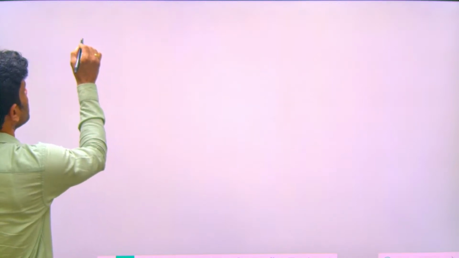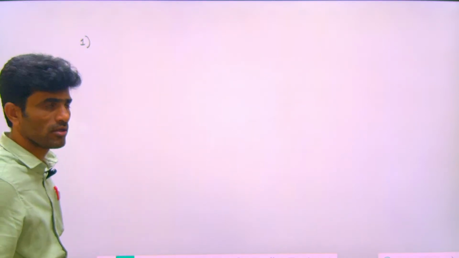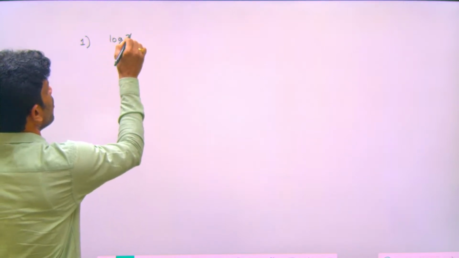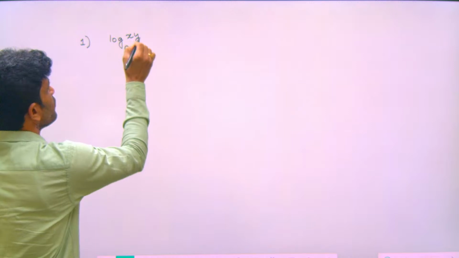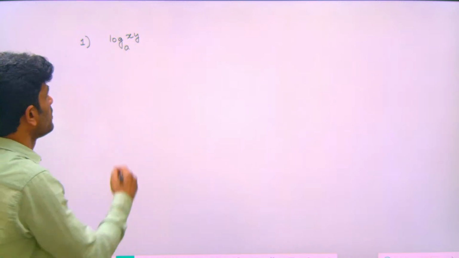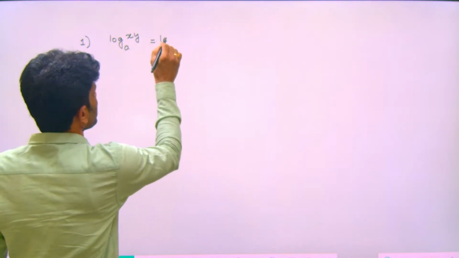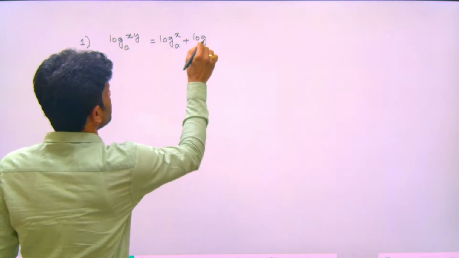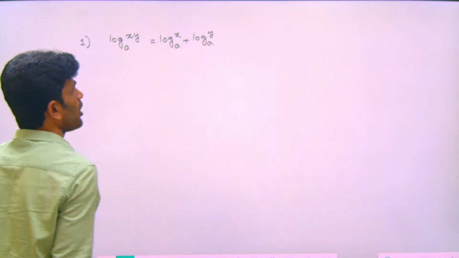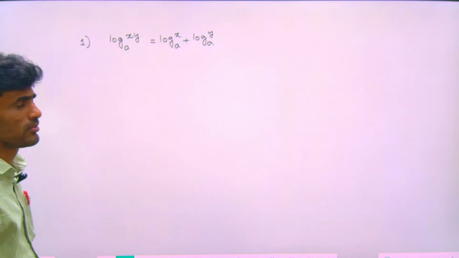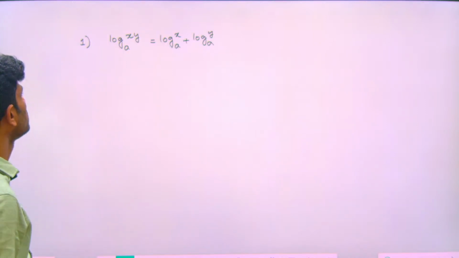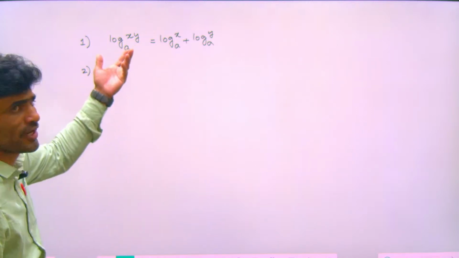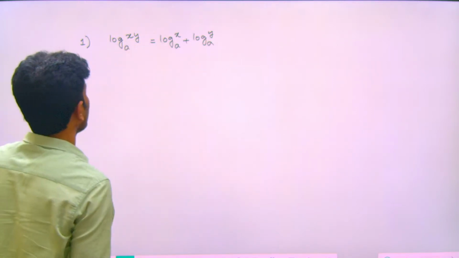In that, the first one, better you note down, copy, so it will be useful later. Log xy to the base a. If you have a product of two numbers, then we can write it as log x to the base a plus log y to the base a. We call it the sum law of logarithms. Next one, product law, that is, product of two numbers. Okay, product law of logarithms.